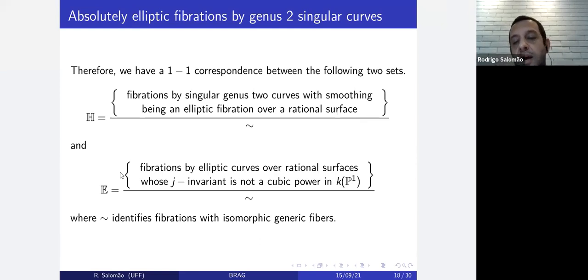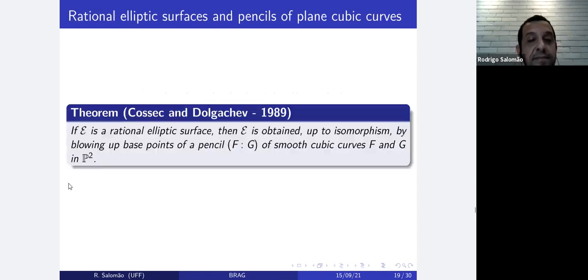I just make one remark here, that there is no, for instance, moduli of rational elliptic fibrations over fields of characteristic three. So we decided to approach this problem, to describe this set here, by analyzing pencils of curves, since we have a result due to Kosek and Dolgachev, which says that rational elliptic surfaces are obtained, up to isomorphism, by blowing up the base points of a pencil of smooth cubic curves on the projective plane.